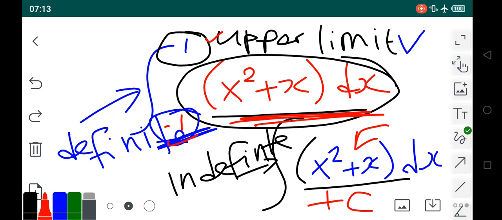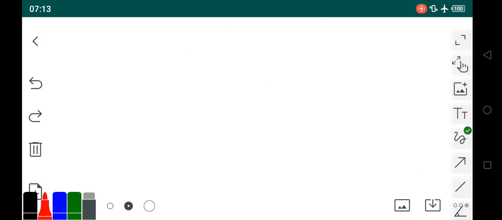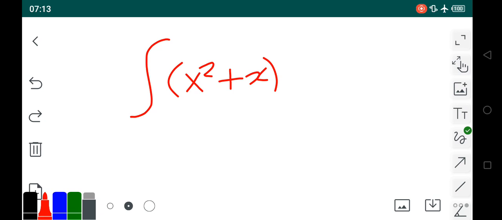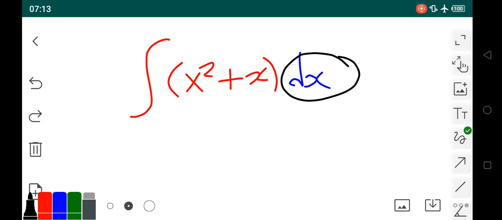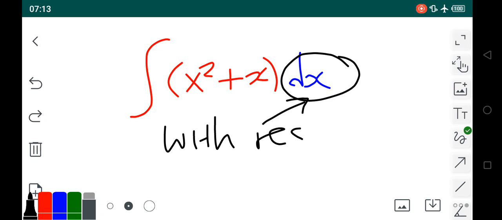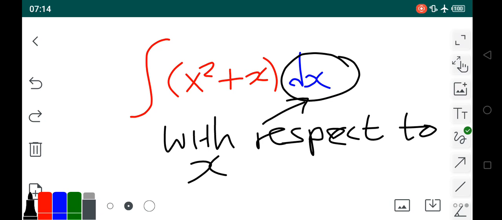Now, again, the understanding of the other thing is that, if I'm told to integrate x squared plus x, and then there is something like dx, what this basically means is that we are integrating with respect to x. This x could be anything, but you have to understand that this is an independent variable, so it's what we're actually changing.